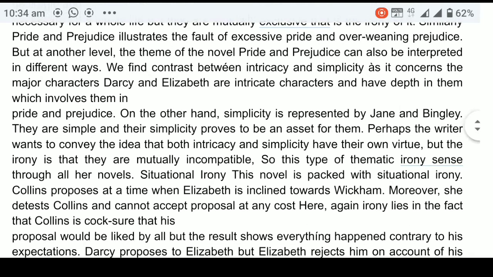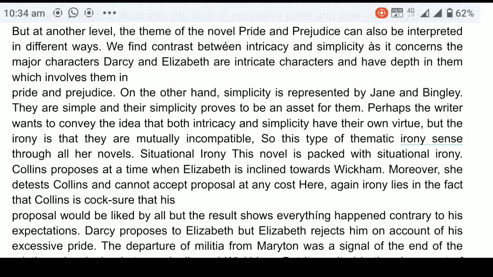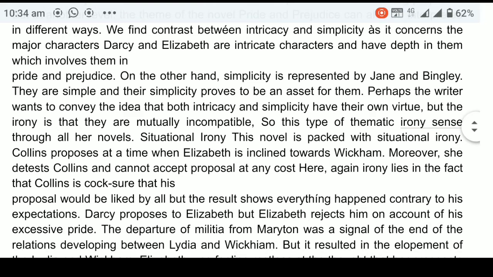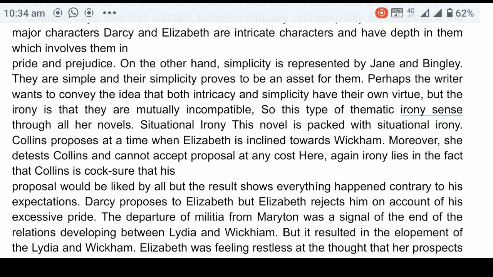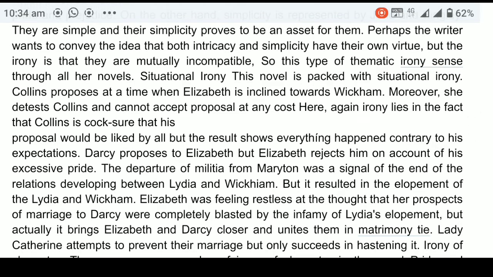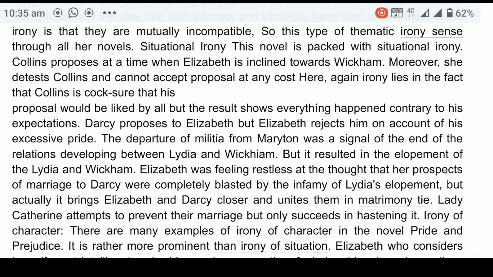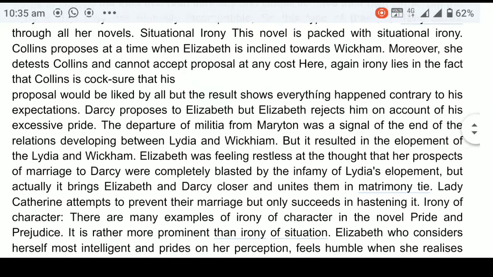Similarly, Pride and Prejudice illustrates the fault of excessive pride and overweening prejudice. But at another level, the theme of the novel Pride and Prejudice can also be interpreted in different ways. We find a contrast between intricacy and simplicity, as it concerns the major characters. Darcy and Elizabeth are intricate characters and have depth in them, which involves them in pride and prejudice. On the other hand, simplicity is represented by Jane and Bingley. They are simple and their simplicity proved to be an asset for them. Perhaps the writer wanted to convey the idea that both intricacy and simplicity have their own virtue, but the irony is that they are mutually incompatible. So this is the type of thematic irony.